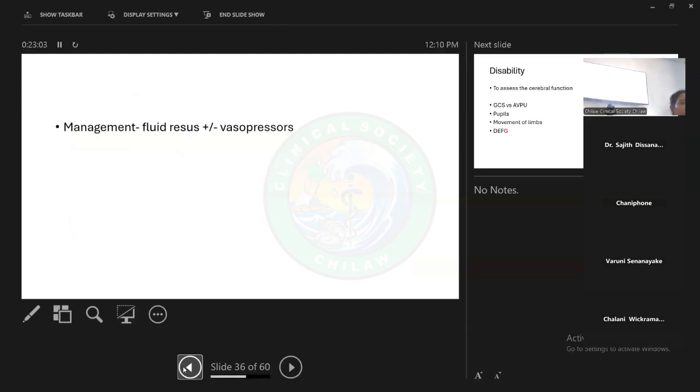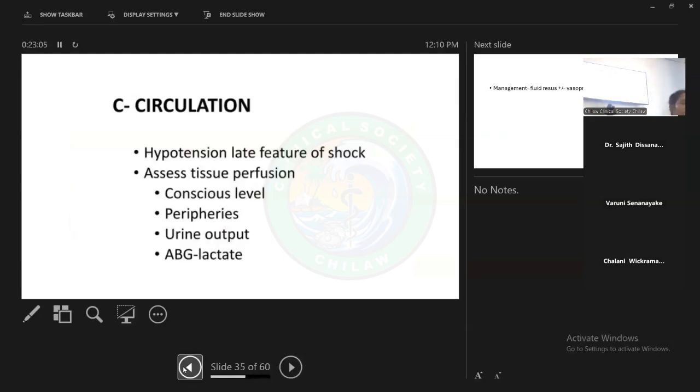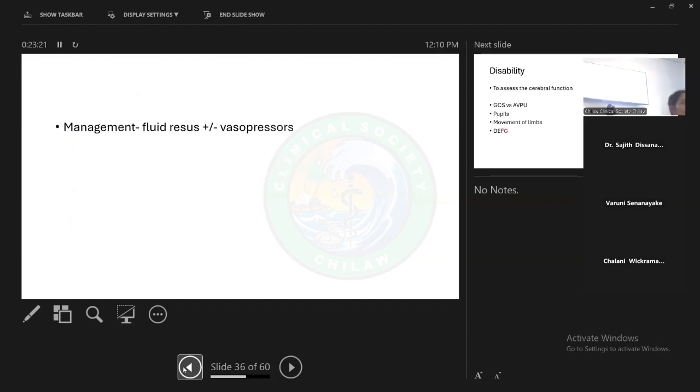Okay, so indicators of circulation: hypotension is a late feature, but conscious level matters. If they are agitated, they can be hypoxic, they can be hypotensive. Check peripheries, urine output, and blood gas for acidosis and lactate levels. And management will depend on the cause.